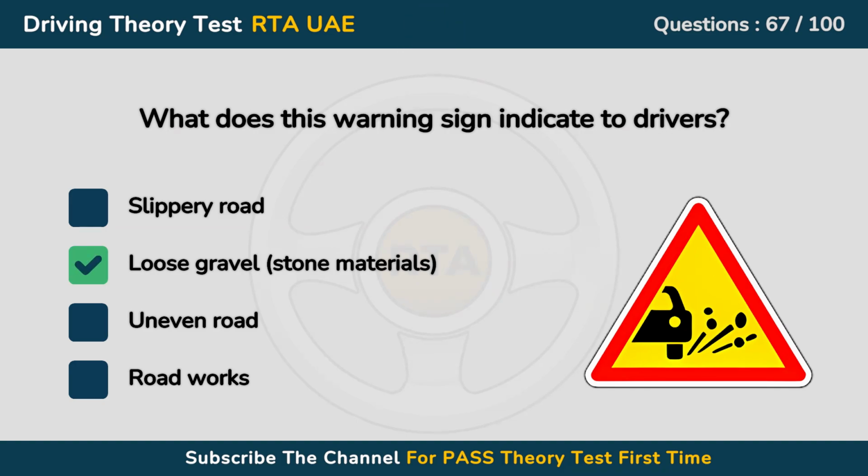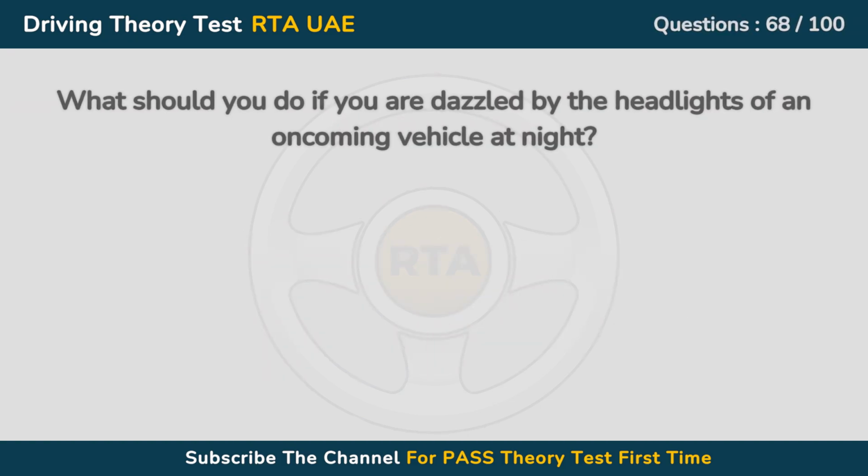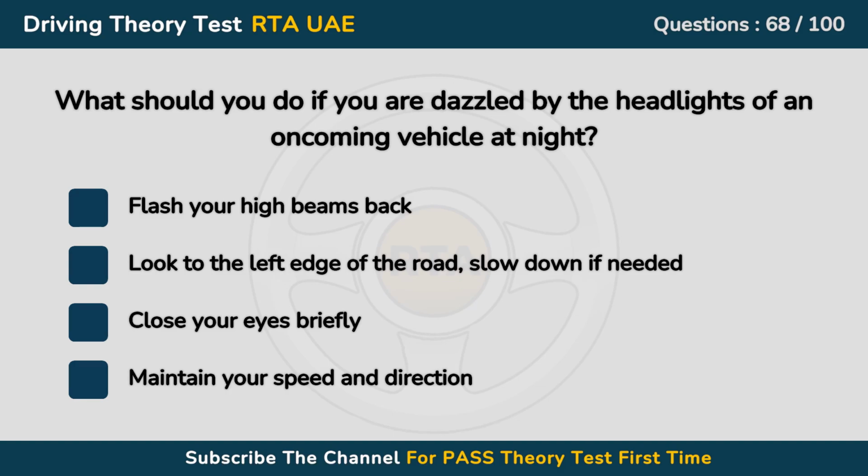Answers is B. Loose gravel stone materials. This loose gravel sign warns that there are loose stones or gravel on the road surface, which can cause skidding or flying debris, requiring reduced speed. Question 68. What should you do if you are dazzled by the headlights of an oncoming vehicle at night?